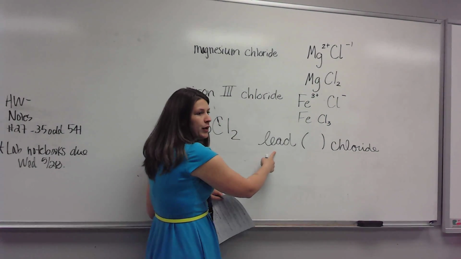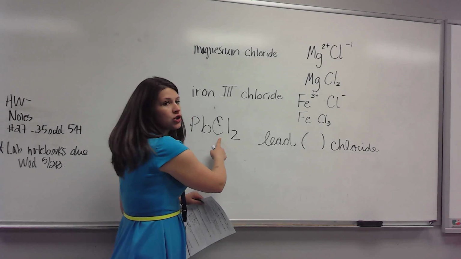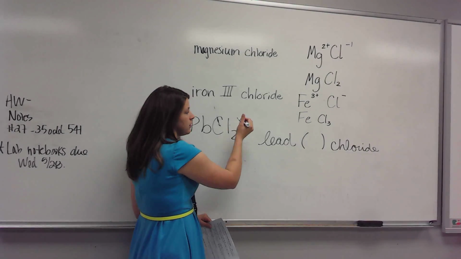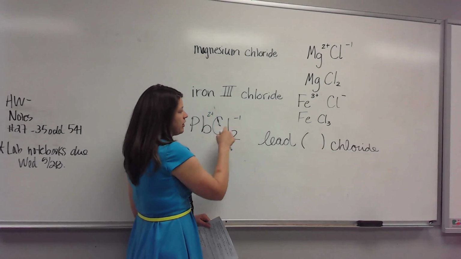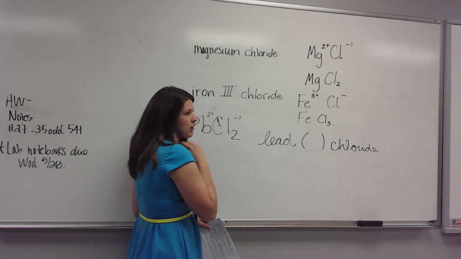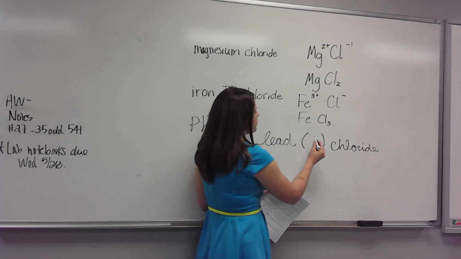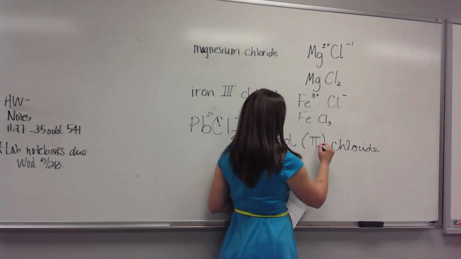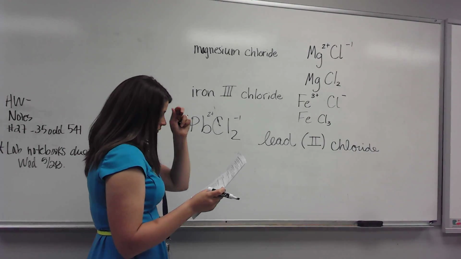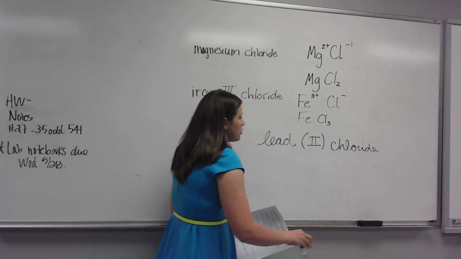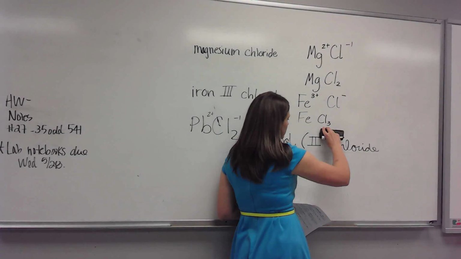Now I have to figure out what the charge of my lead is. What was the charge of the chlorine? -1. And so this must have been 2+, because when we uncrisscross the charges, we find the charges. So this would be lead 2 chloride. You can do it without the parentheses too, that's still correct.